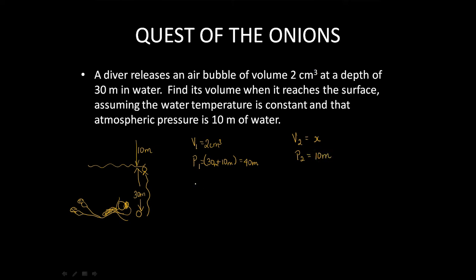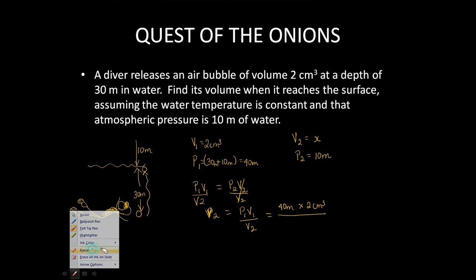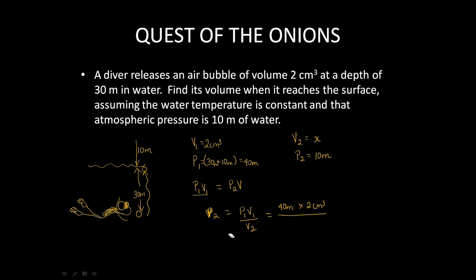Since this looks like Boyle's Law, P1 V1 equals P2 V2. We're solving for V2, so we divide both sides by P2. And we just substitute now. So P1 is 40 meters times 2 centimeters cubed over, oh, my bad, we're solving for V2. Let me just erase this. So we're trying to solve for V2. My bad.